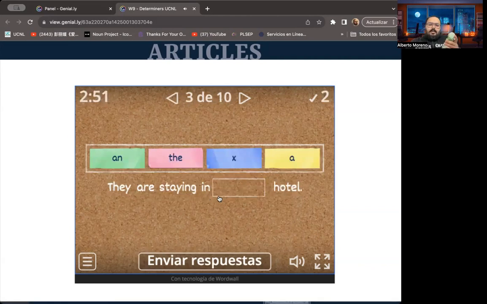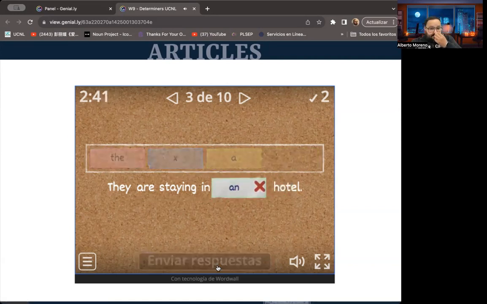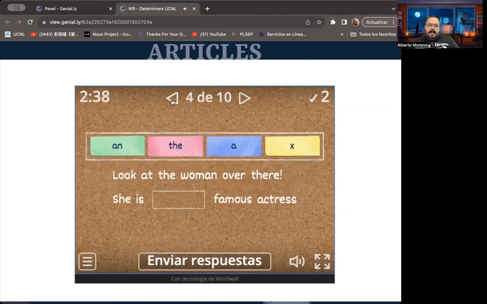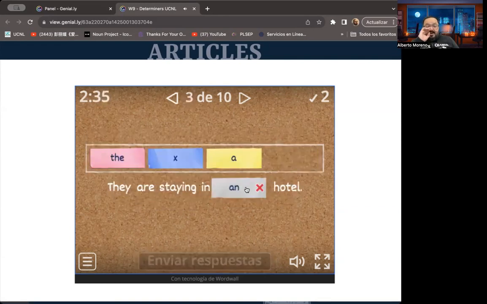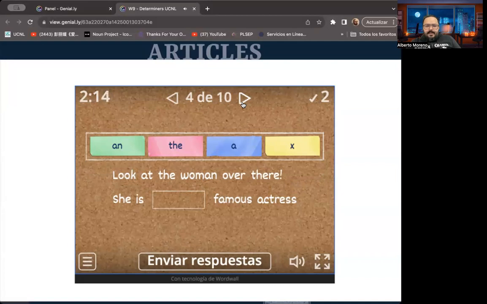An hotel. The hotel. An. An hotel. Let's see. Bueno. ¿Por qué la marcó aquí mal? Bueno, hotel, porque se pronuncia hotel. Tiene dos pronunciaciones. A la americana es hotel, con la H con sonido de J, entonces sería a hotel. Pero también es correcta, an hotel. Se vale. Entonces, márquenla bien.